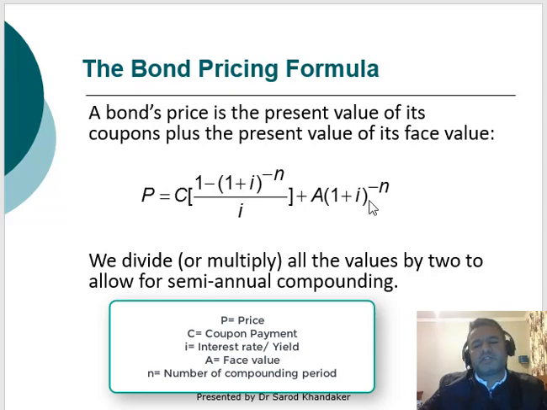plus the interest rate to the power negative n. So A is the face value of the bond. In our calculation, for example, it would be $1,000. 1 plus the interest rate to the power negative n. N is the number of terms compounding multiplied by the number of years the bond has been issued for.